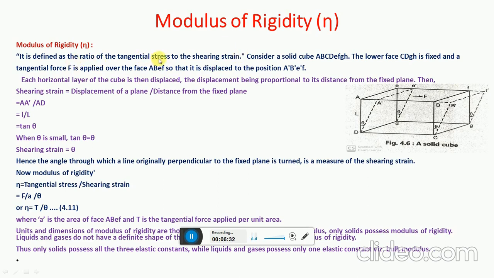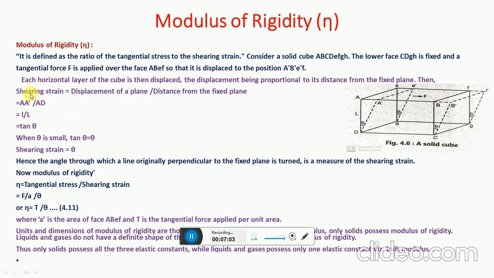And the ratio of tangential stress to the shearing strain is called the modulus of rigidity. Here, consider a solid cube as shown in this diagram, that is ABCD, EFGH. The lower face CDGH is fixed and a tangential force F is applied in such a way that the face ABEF is displaced to the position A' B' E' F' as shown in this diagram.